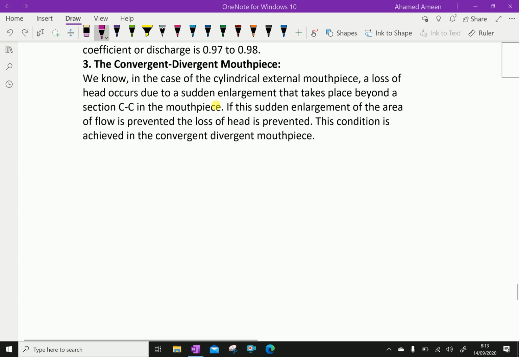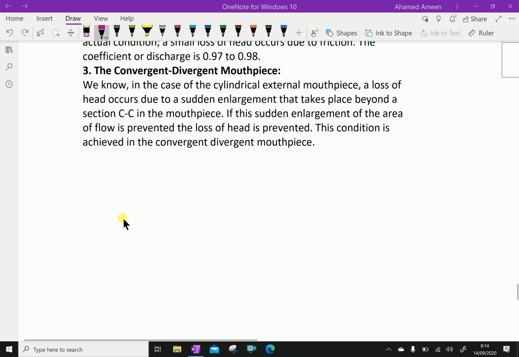We know that in the case of cylindrical external mouthpieces, a loss of head occurs due to sudden enlargement that takes place beyond a section inside the vena contracta and the mouthpiece. If this sudden enlargement of the area of flow is prevented, the loss of head is prevented. This condition is achieved in the convergent divergent mouthpieces.